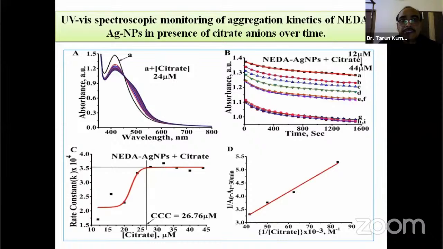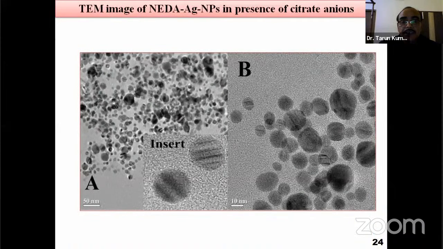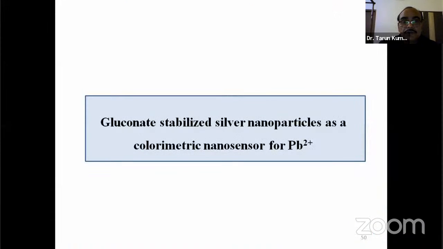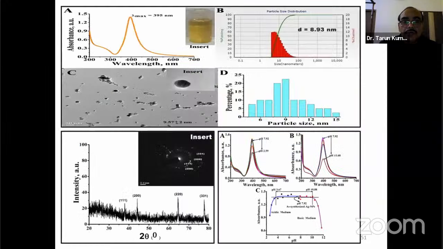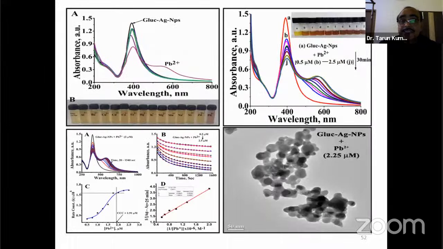I am not going to discuss too much. Okay, so another one, we have used gluconate for synthesizing the particles, and that can be used for sensing lead, because it makes the particles anionic. So you can use it for cationic sensing.